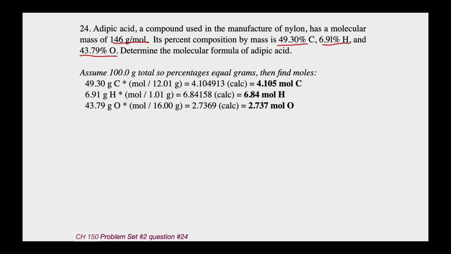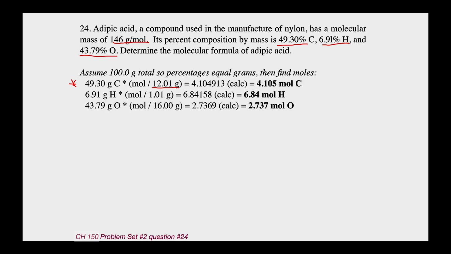So what this looks like, let's assume 100 grams total. So that means 49.30% carbon becomes 49.30 grams of carbon. And we'll turn grams into moles. 12.01 again comes from the periodic table. So that's 4.105 moles of carbon. And you do the same kind of thing for the hydrogen and the oxygen to get those numbers.